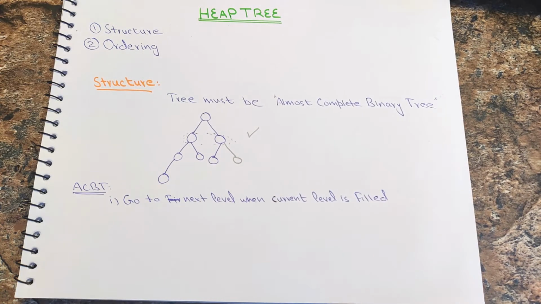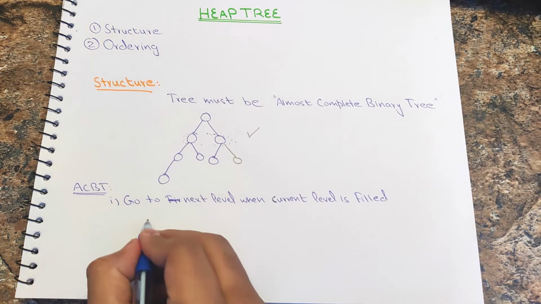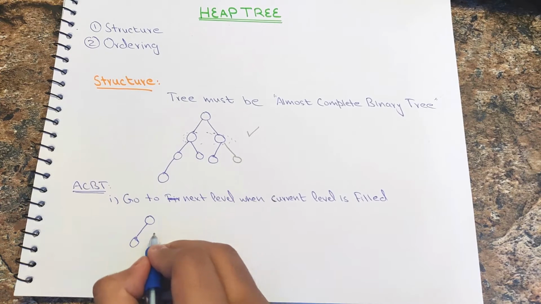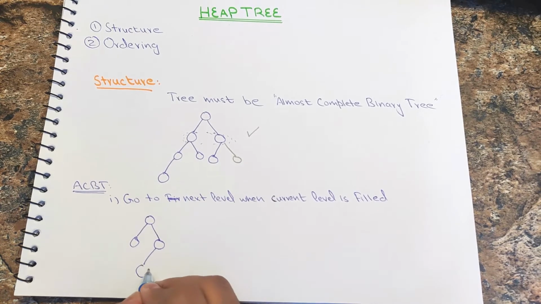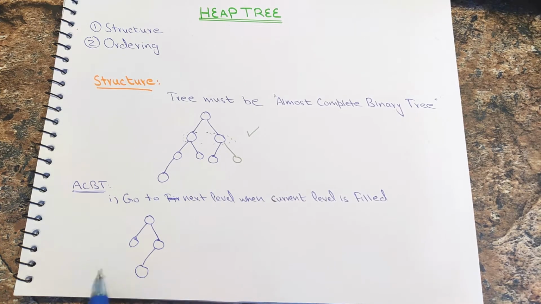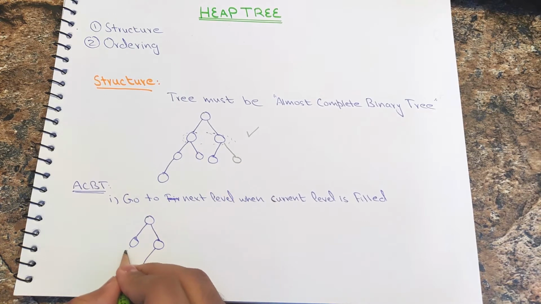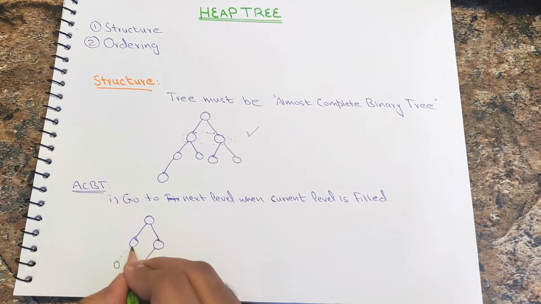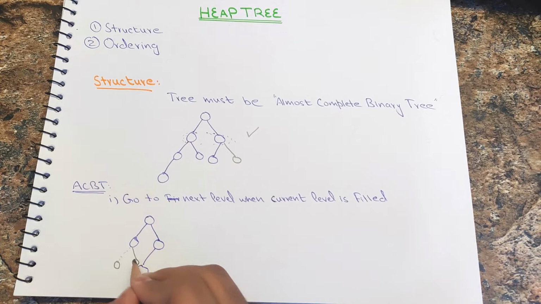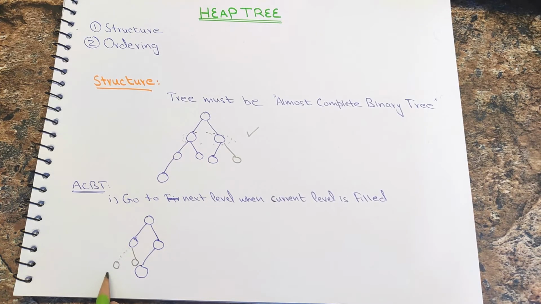Now the next thing for ACBT is we need to first fill the left child and then we move to the right. So we start filling from the left. Let's see an example. So do you think this can be called ACBT? No. Why not? Because we need to start filling from the left. So this was the element that was supposed to come here. First this and then this. So we fill from left to right. This is the second condition for ACBT.